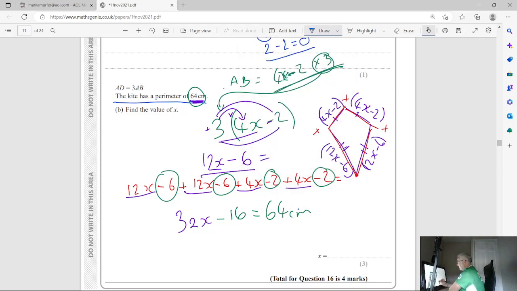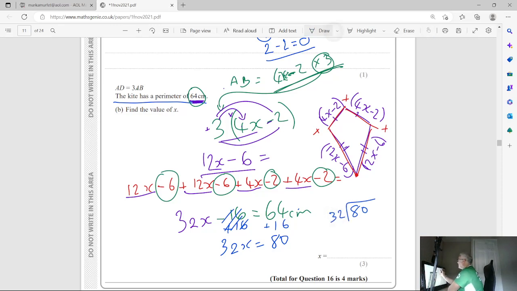So we're trying to make life easy. Let's get rid of this one by doing the inverse. Add the 16 to both sides. Add 16 to there. That one disappears. So 32x equals 80. And then I'm going to divide 80 by 32.